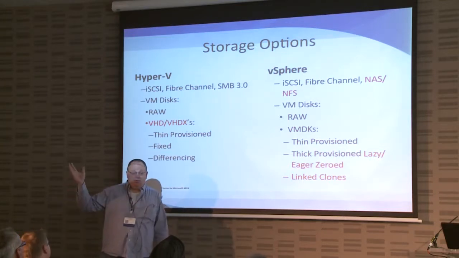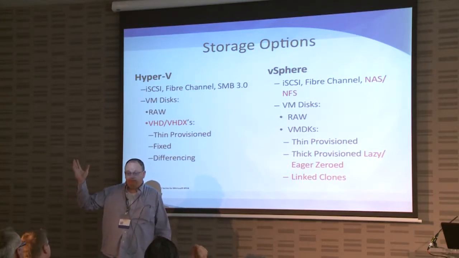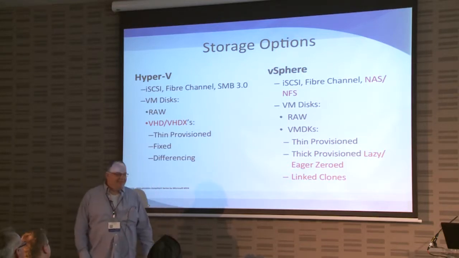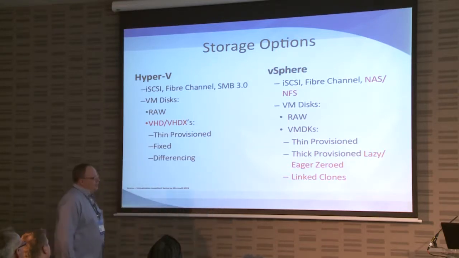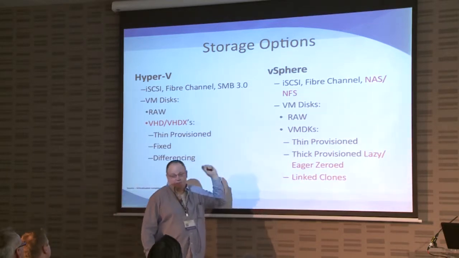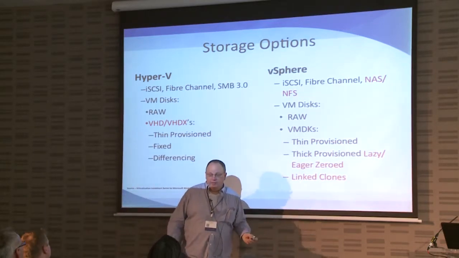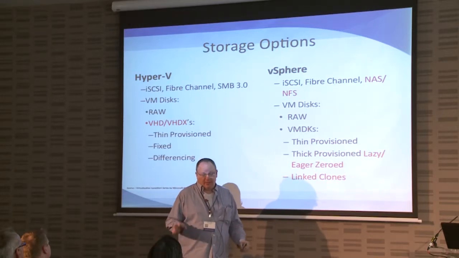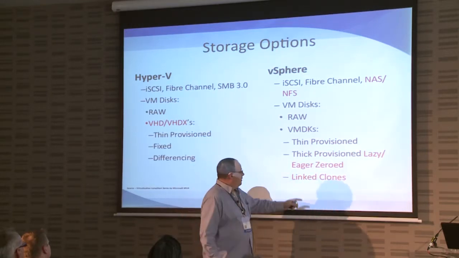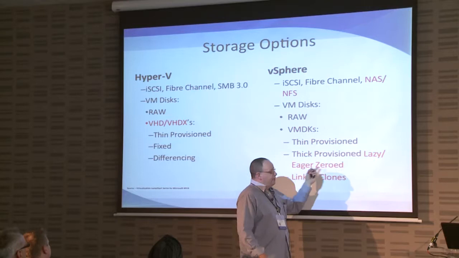So how many of you are running all of your vSphere on NFS? Gonna have a problem. The other ones I like are obviously linked clones, which Hyper-V cannot do and refuses to do. They have something called differencing disk, which they think is linked clones, but it's not. And then they have the lazy eager zeroed.